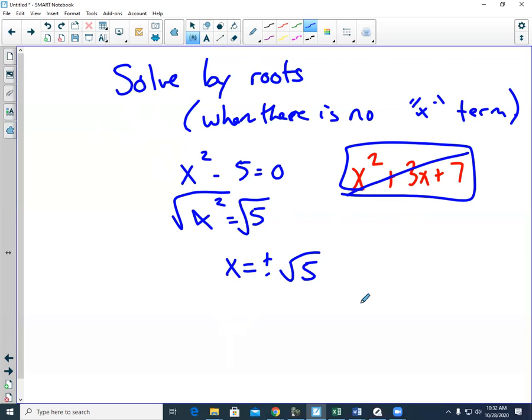Because remember, when I square something, it means I multiply it by itself, right? So if I take the square root of 5 times itself, I end up with positive 5. If I take the negative square root of 5 times itself, I end up with positive 5. When you solve these, you will still get positives even when you take two negatives and multiply them together. Okay? So this should be a pretty easy concept. Let's go through one of these examples, and then we'll call it good for today.